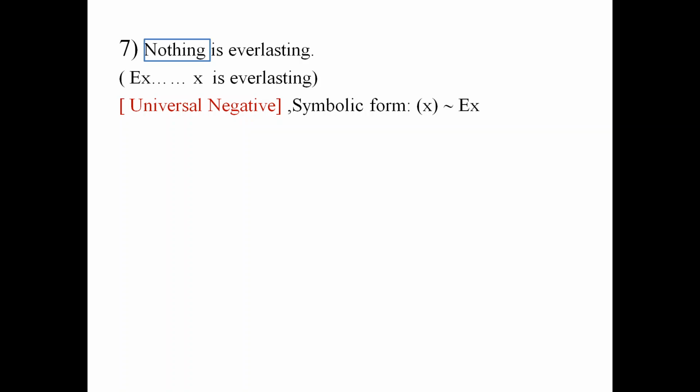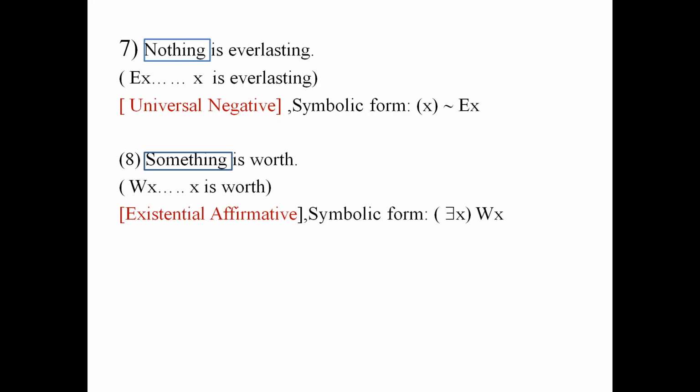Eight. Something is worth. Here the word something is used, so it's an existential affirmative proposition. The symbolic form is existential quantifier phi x. Phi will be replaced by W for worth. So it will be written as existential quantifier Wx, read as: there is at least one x such that x is worth.